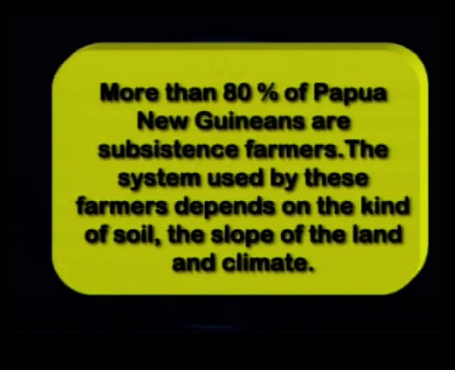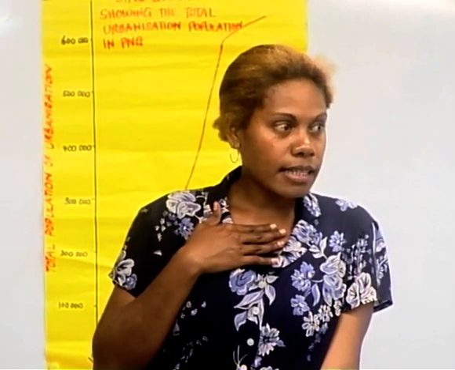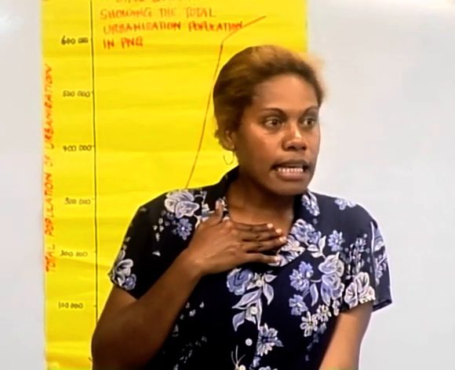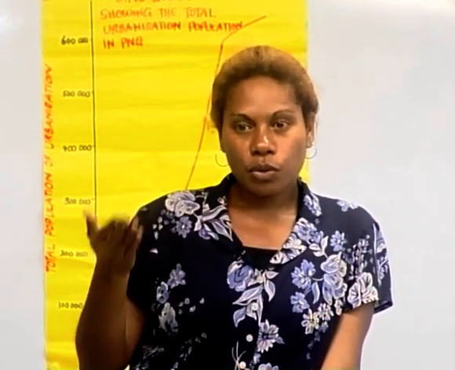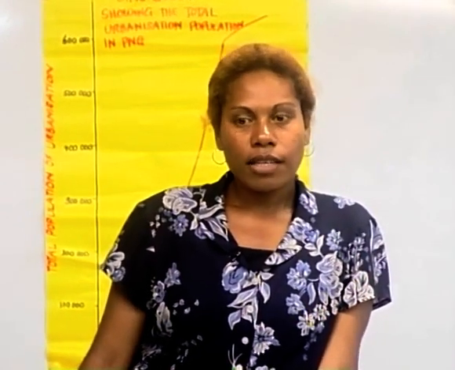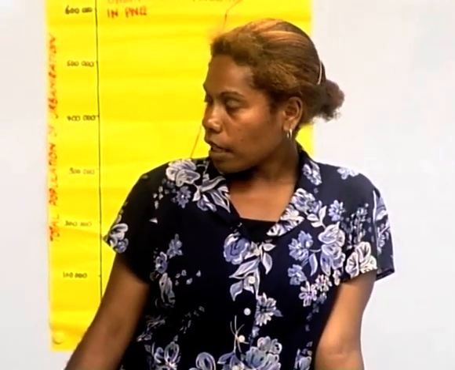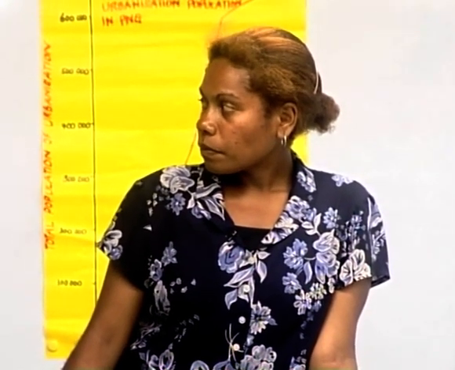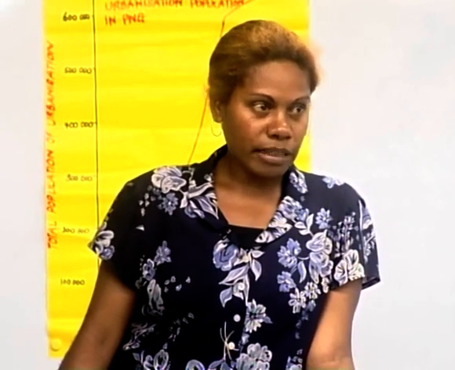So, for example, the type of climate. Up in the highlands, we know it's very cold. Are they able to grow coconuts up in the highlands? No. Whereas down the coast, the climate is hot, so we are able to grow coconuts. So it varies with the type of climate. Farmers depend on the type of climate.